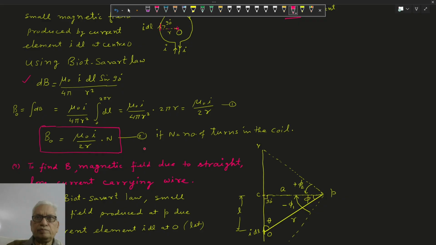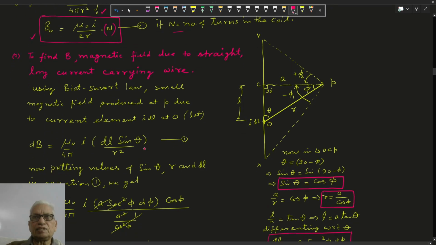Small elements will make one parameter, so the integration limit will be 0 to 2 pi r. If we integrate it, the integral of dl will be 2 pi r. So it is 2 pi r, cancel out 2 pi and 1 r is cancelled. We get the magnetic field at the center given by mu naught I upon 2 r. If there are n turns in the coil, it will be multiplied by n. So this is the formula of magnetic field at the center O: mu naught I upon 2 r into n.